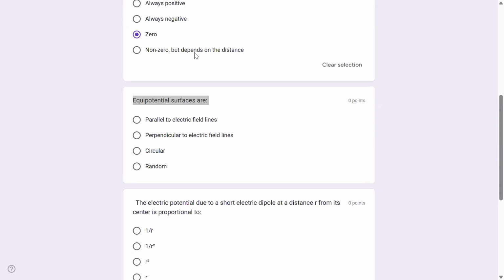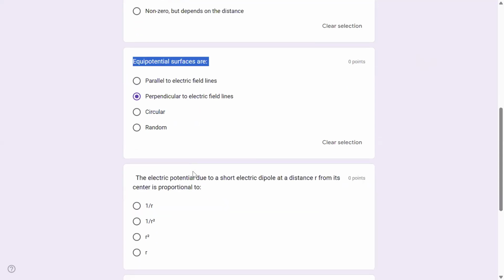Equipotential surfaces always... Okay, correct. Very good. Already I gave notes regarding that equipotential surface. There are two key properties. One is work done is zero. Another one is equipotential surface is always perpendicular to the electric field lines. Great responses. So we can choose option B.